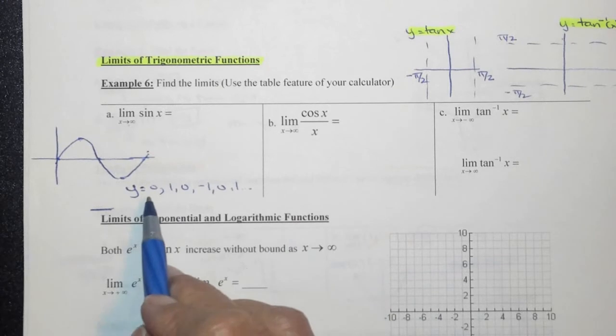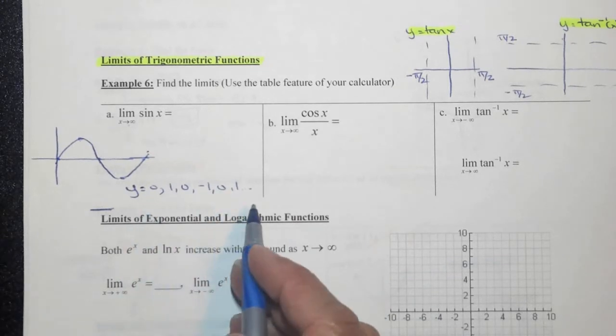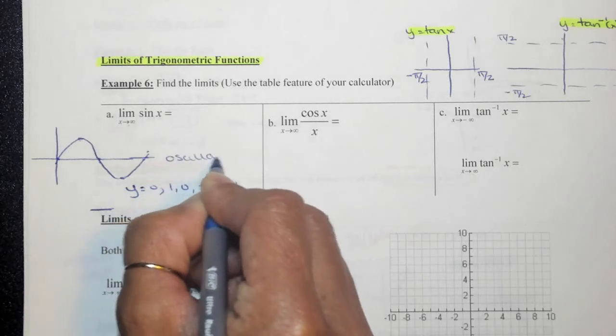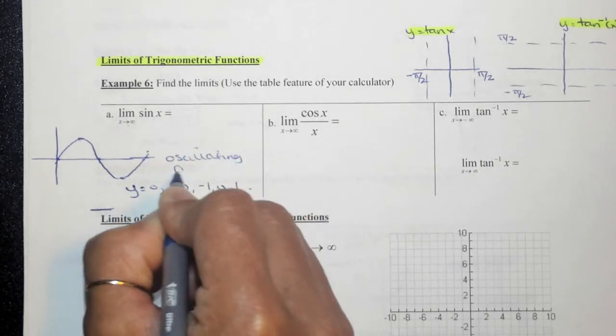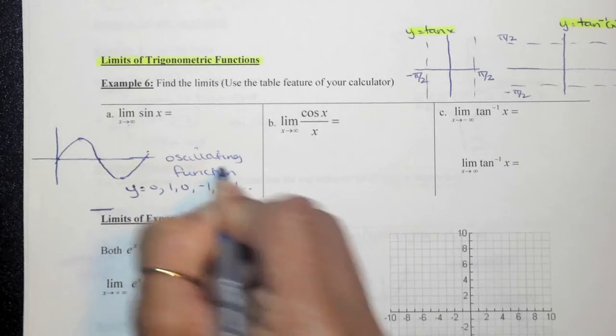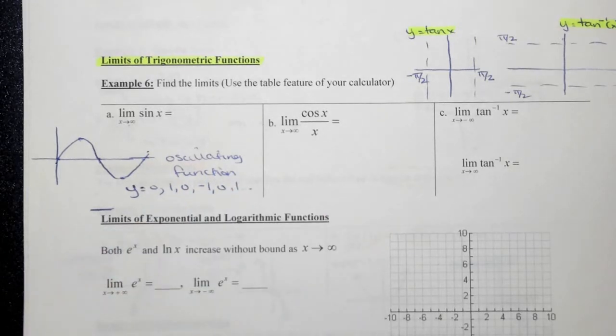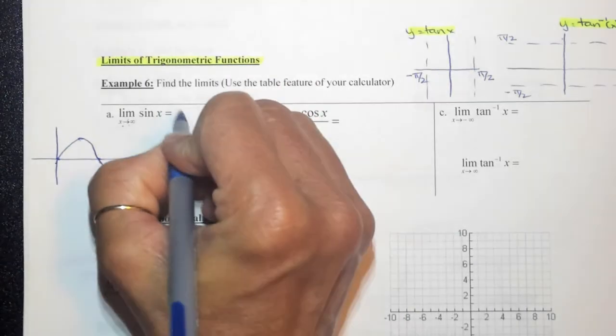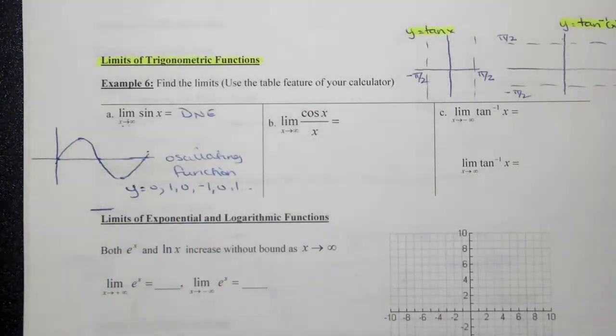So in this case, your graph is oscillating. Okay, so the sine of x is considered an oscillating function. Okay, so the problem is that it will never settle on one specific value. So the limit as x approaches positive infinity of the sine of x does not exist. One thing you might want to consider, does the same thing happen to the cosine of x?